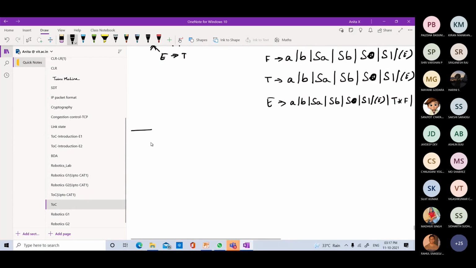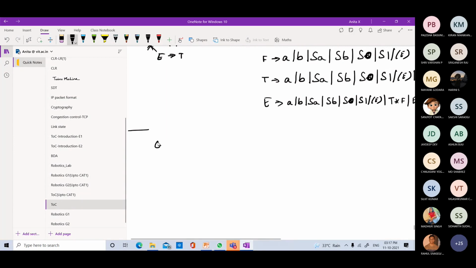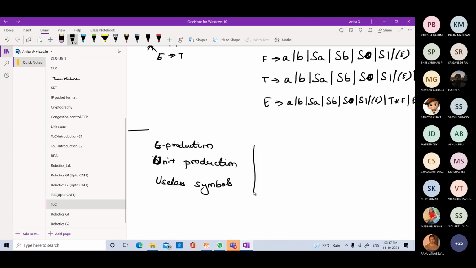First, I have to eliminate the epsilon production. Then we have to eliminate the unit production, and then comes the useless symbols. So this is the safe order for simplification.